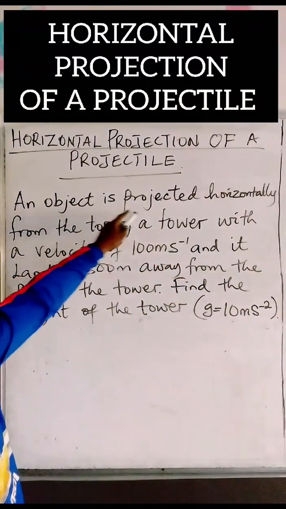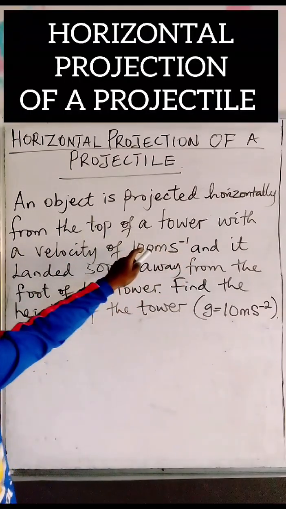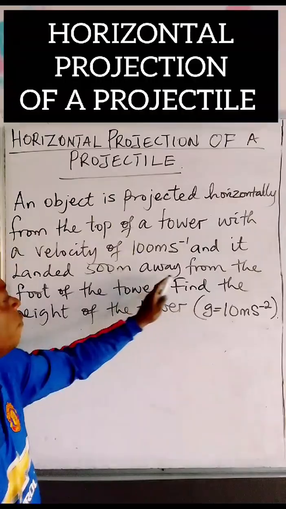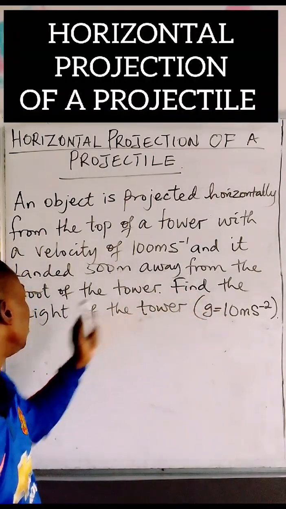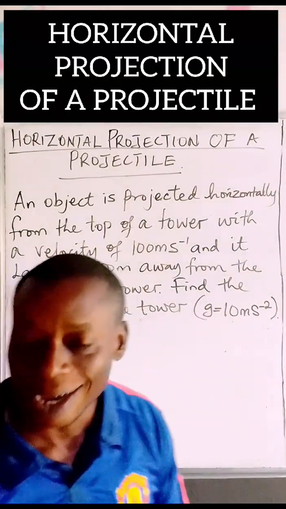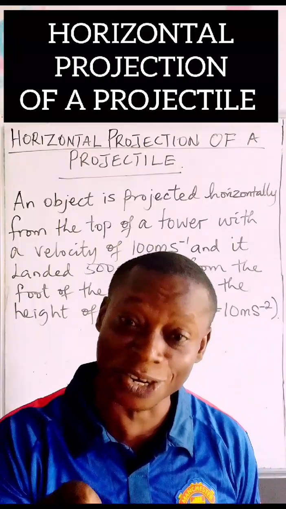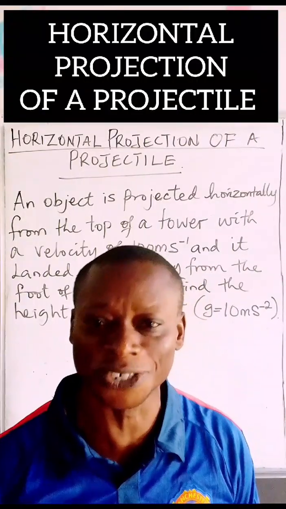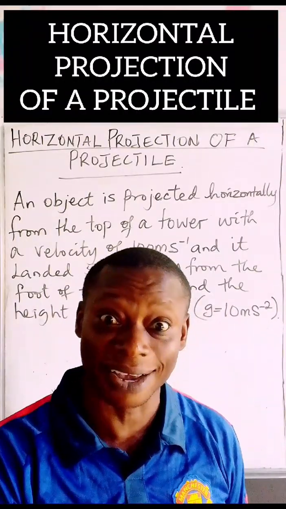Alright. An object is projected horizontally from the top of a tower with a velocity of 100 meters per second, and it landed 500 meters away from the foot of the tower. Find the height of the tower, taking g to be 10 meters per second squared. g is called acceleration of free fall or gravitational acceleration. Some people call it acceleration due to gravity. So we are going to solve that problem in grand style.